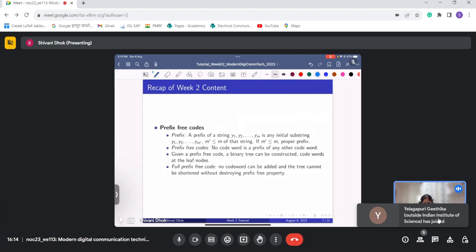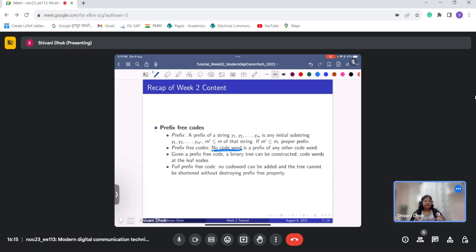Okay, so now what are prefix free codes? No code word should be a prefix of any other code word that is present in it. And this prefix free code can be constructed using a binary tree, and all its codes are present at the leaves of its tree. This I'll explain with the help of examples when we solve the examples. And the next thing is full prefix free codes. No code word can be added.